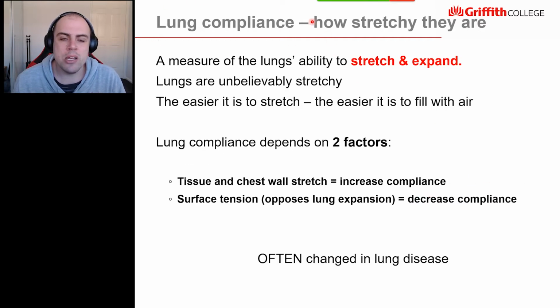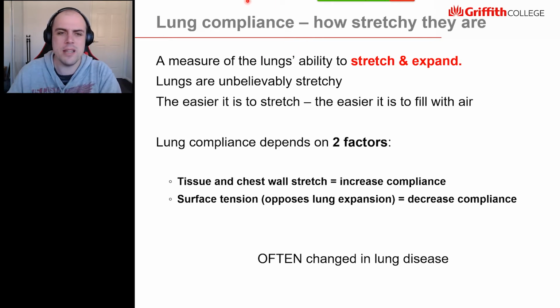Which comes to lung compliance. Now, I mentioned this a little bit last week, but not too much. Lung compliance essentially is a term for how stretchy and how flexible our lungs are. The easier our lungs are to stretch and expand, the easier it is for us to fill up with air and thus breathe. So they are reliant on 2 main factors. Tissue and chest wall stretch increase compliance, stretching open, increasing volume, moving air in. And surface tension or changes to elasticity will decrease that compliance.